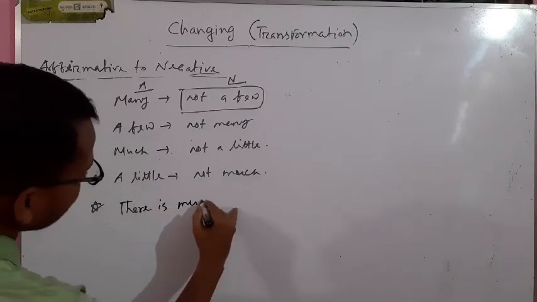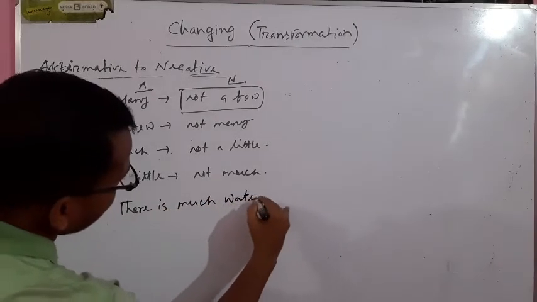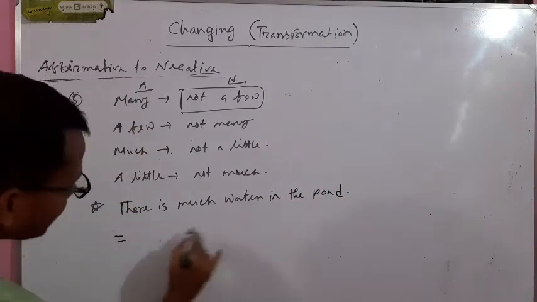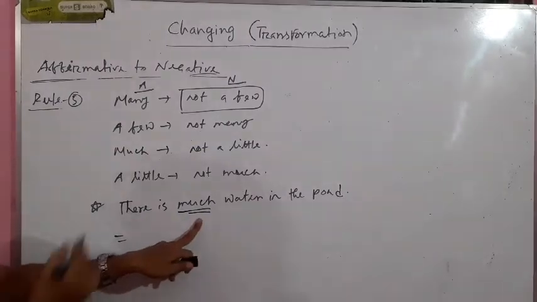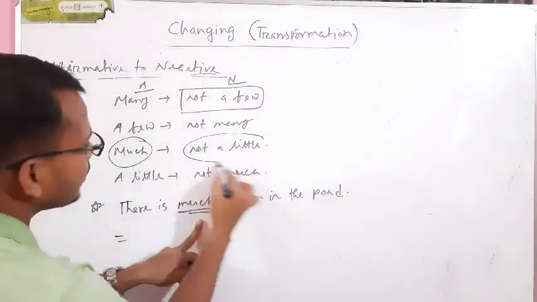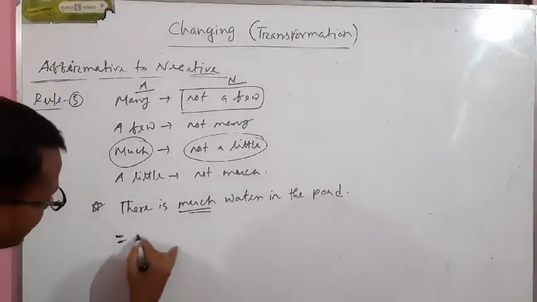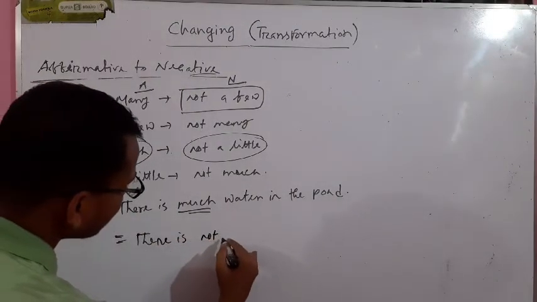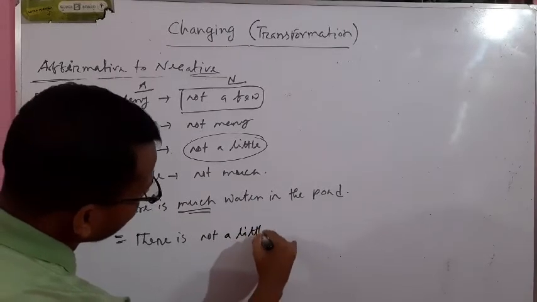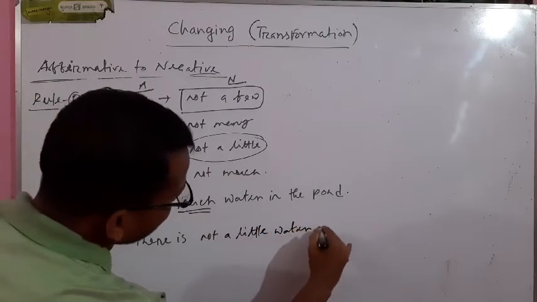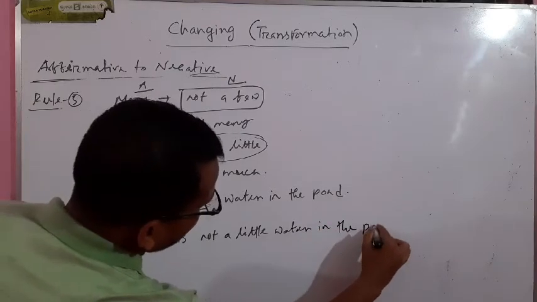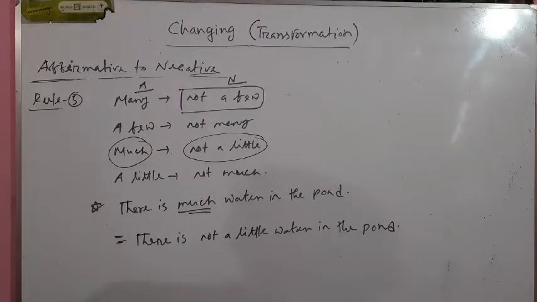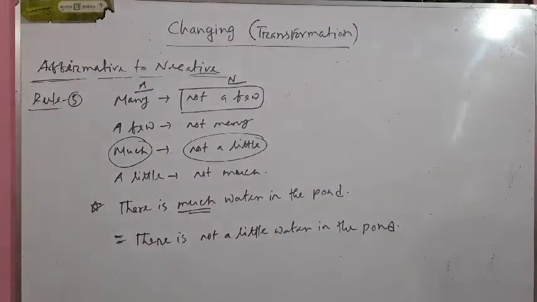There is much water in the pond. Much water, uncountable. That is why much. Instead of much, we will write not a little. So the answer would be: there is not a little water in the pond. Rule number 5. Let's go to rule number 6 and final rule for today.